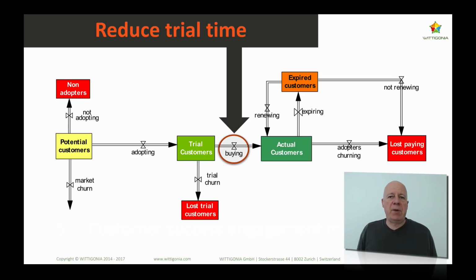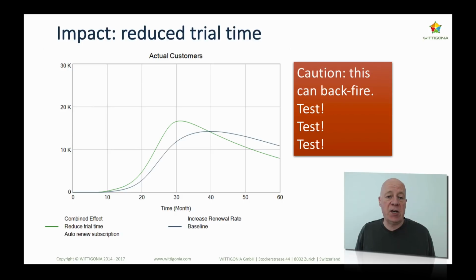Now, the third topic I want to talk about is a little bit tricky. And here we talk about reducing the trial time. Basically, what that means is it's impacting this and this flow over here. So which means reducing the trial time means that people would buy sooner, but also they're moving out of this cohort, out of this box of trial customers much sooner. So what does it look like when it plays out?